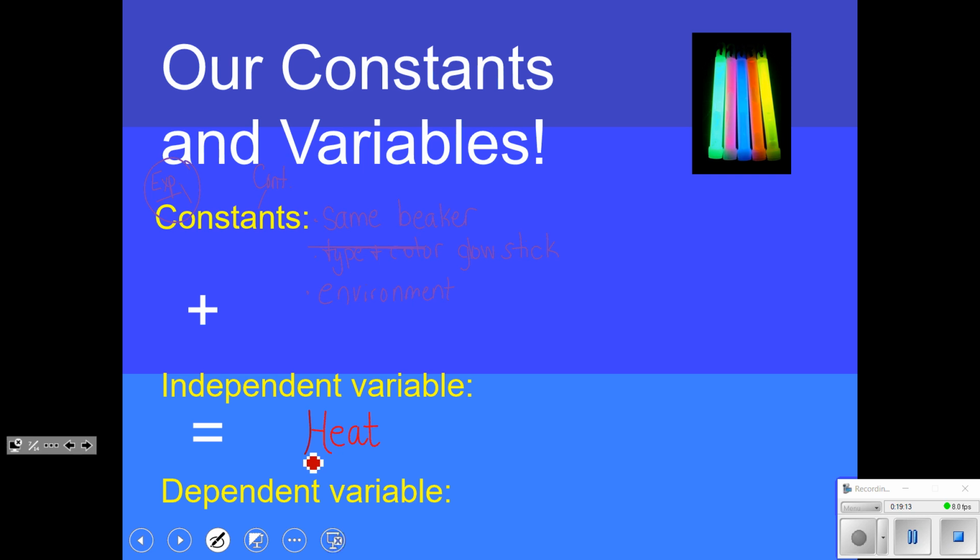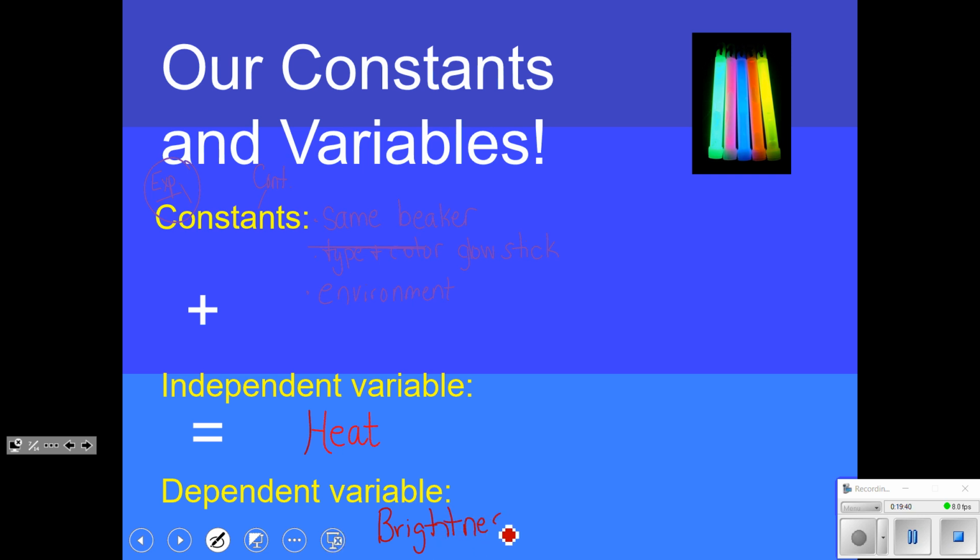So our heat is our independent variable there. That's what's being tested. And again, dependent variable, that's your final result. We don't know this. We haven't done this experiment before, so you guys are going to be doing this. You will be able to see what the dependent variable is. But for now, we know what we're looking for.